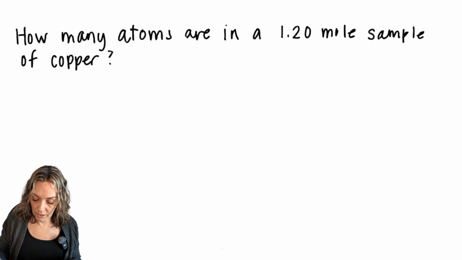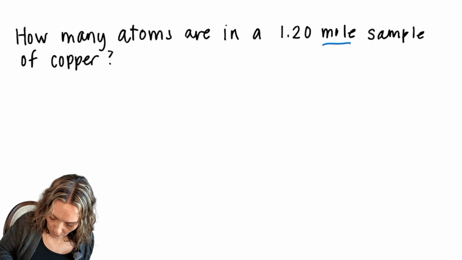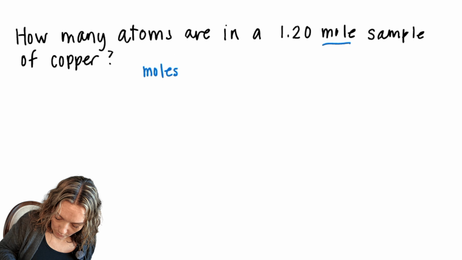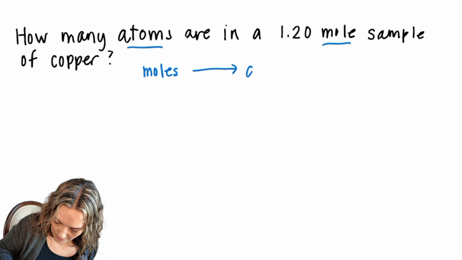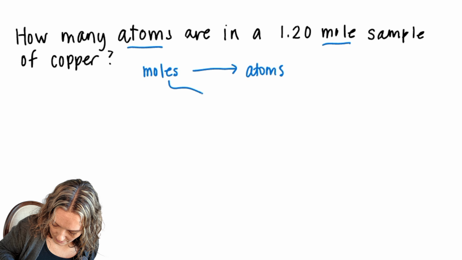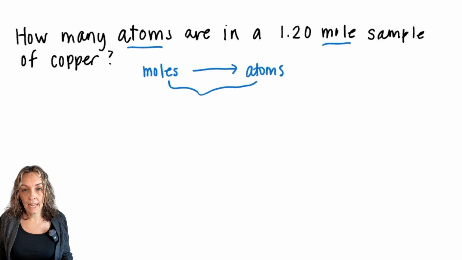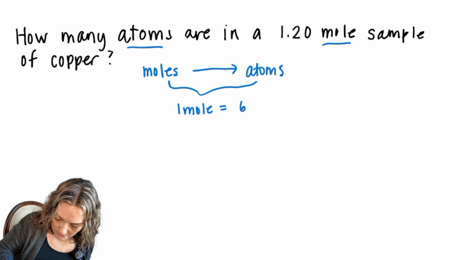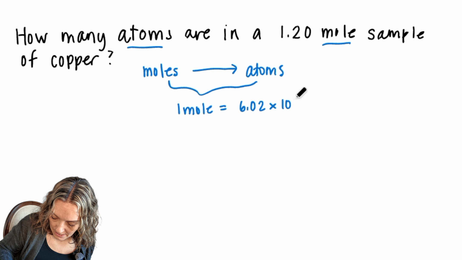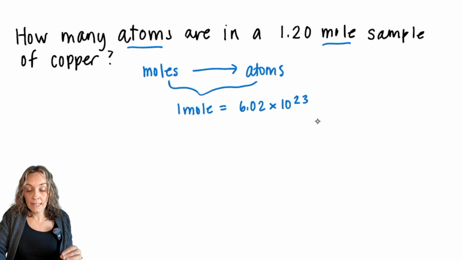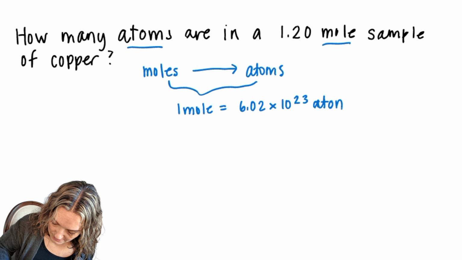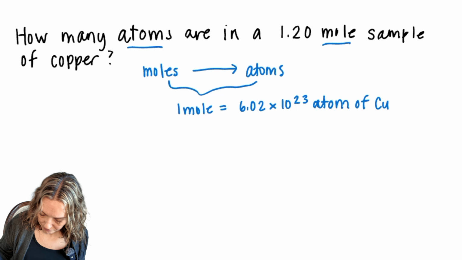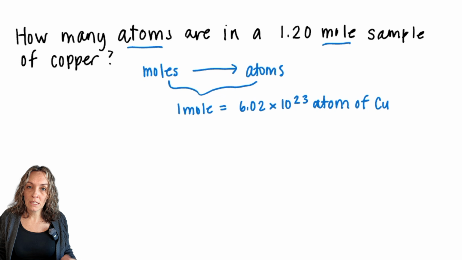So in this case, we're going to find our starting unit, just like before, moles. And then I am going to find my ending unit, atoms. In order to find the connection between moles and atoms, I know that 1 mole of any object is equal to 6.02 times 10 to the 23rd of them. And in this case, my object is an atom of copper. So now I'm ready to begin my problem.